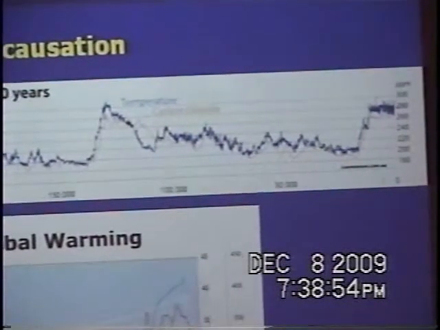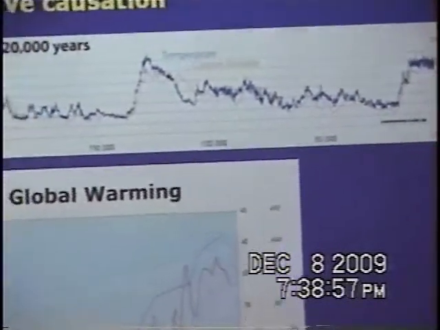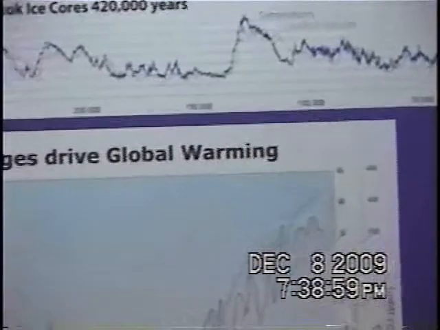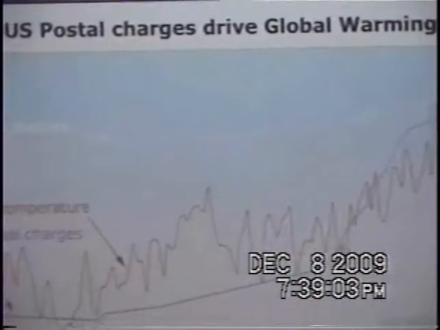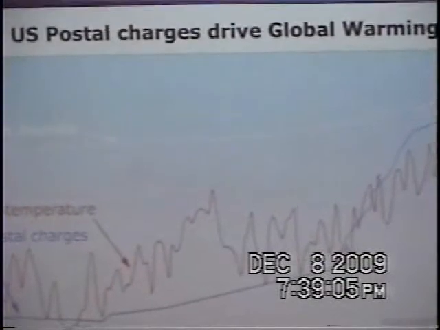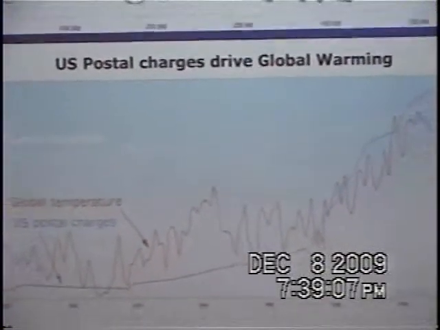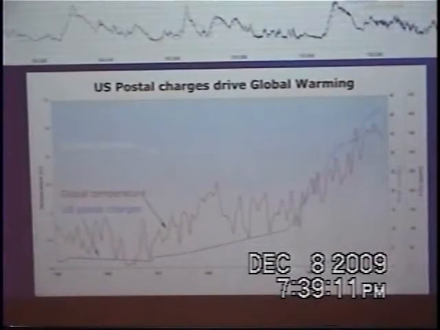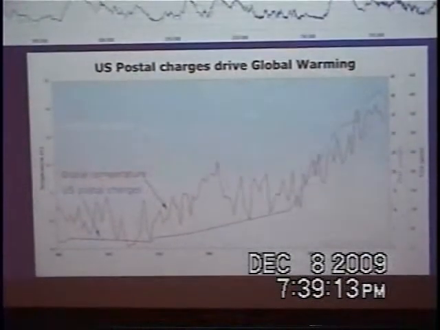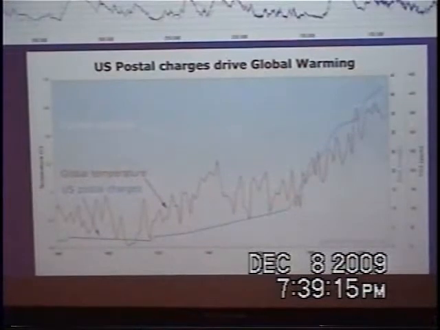So I guess Albert might tell you, U.S. postal charges cause global warming. That's obviously absurd. And the reason it's absurd is because correlation does not mean causation. In order to have causation, you have to have correlation. But if you have correlation, you do not necessarily have causation. So we have to be very, very careful.